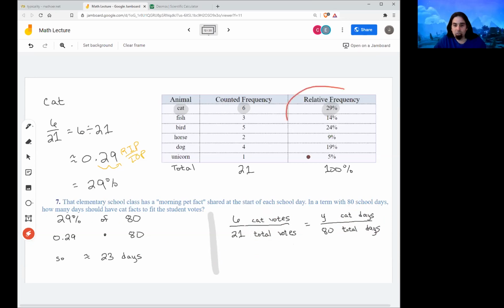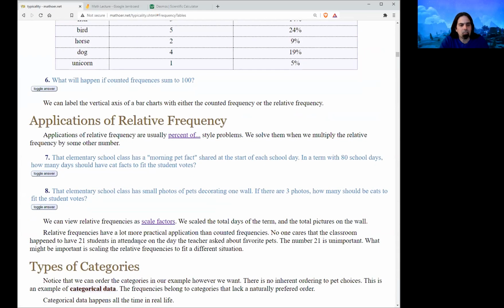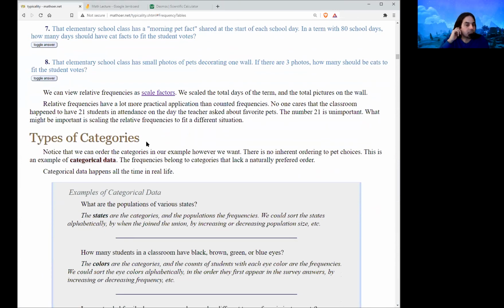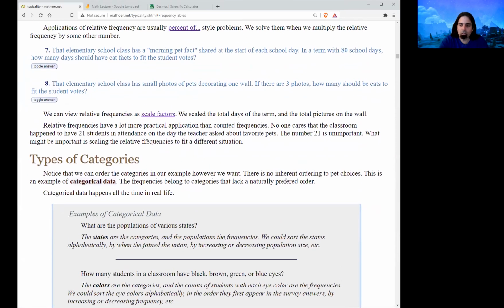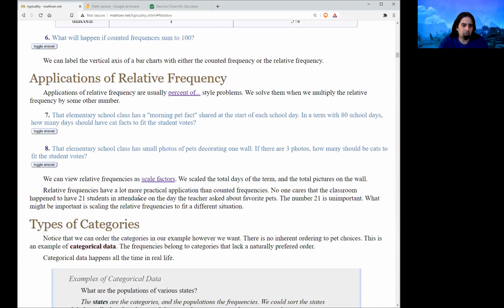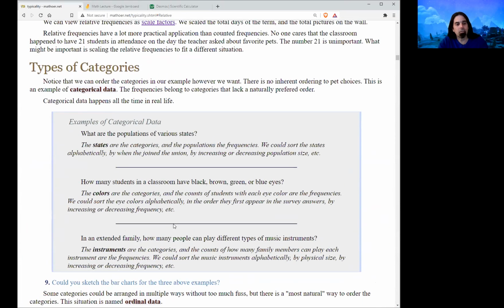So we like relative frequencies because we can generalize from one situation, students voting on what pets they want to talk about, to other situations, like how many morning pet facts should we have? We could view the relative frequencies as scale factors if you like doing that. So that's all of this first section about frequency tables and bar charts and a hint of pie charts. Okay, more jargon.